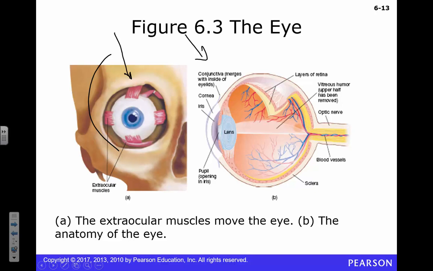Here's your eye. There are parts of your eye we need to think about. The cornea, that's kind of the outer part. So if you don't know where your cornea is located, just do this. That's the quickest way to find your cornea, just right there.